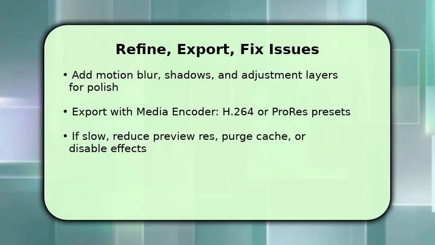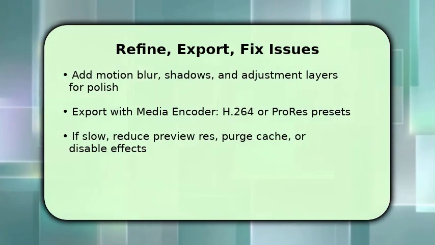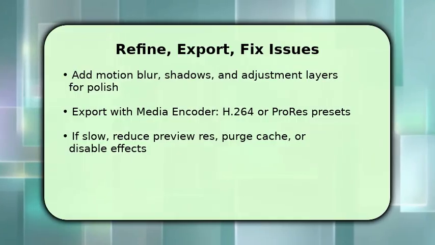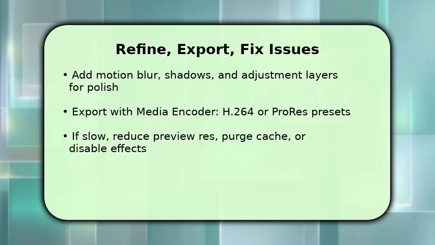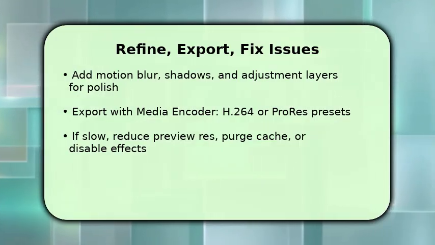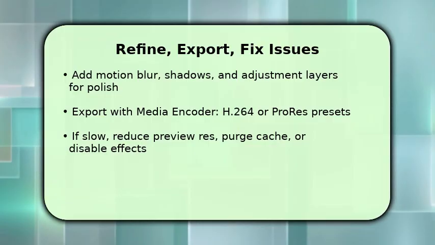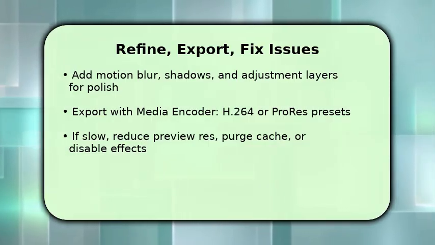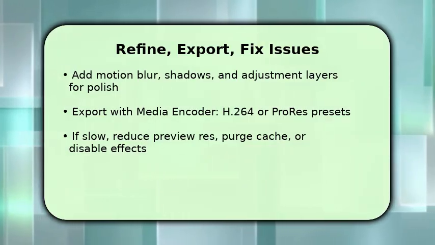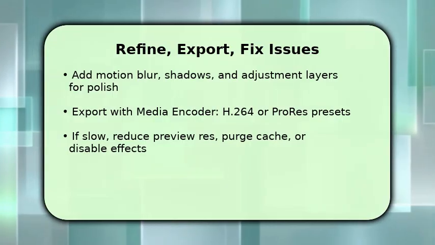You finish by polishing. Enable motion blur on moving layers, add subtle drop shadows and a final color adjustment layer for cohesion. Then send the comp to media encoder using H.264 for web or ProRes for high quality. Set bitrate to balance size and fidelity.